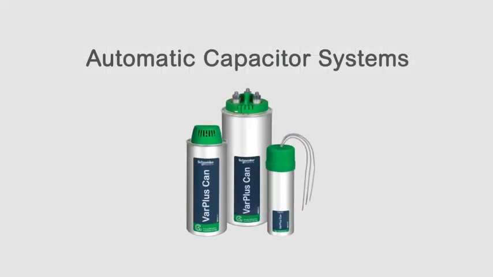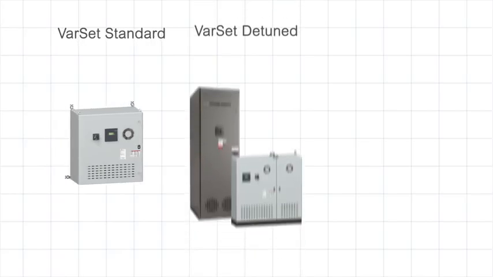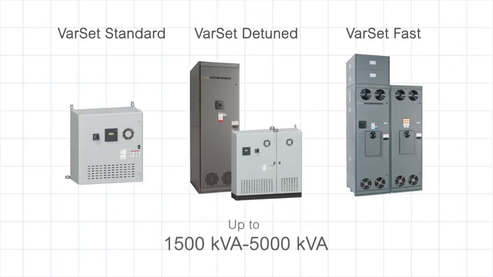The most cost-effective way to correct power factor is to use automatic capacitor systems. They're typically installed at the main distribution board or at the MCCs. The Varset system is suited for small and medium-sized networks up to 1,500 kVA, and in large installations up to 5,000 kVA.